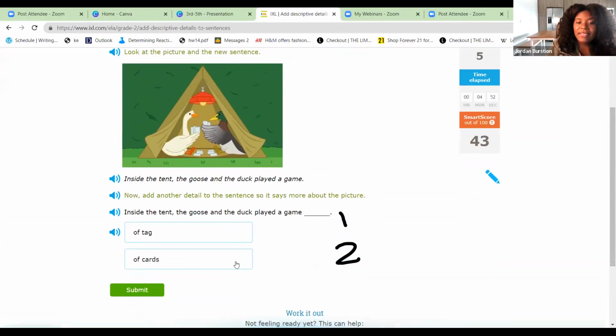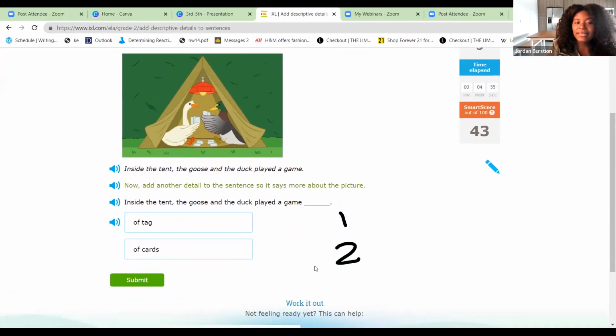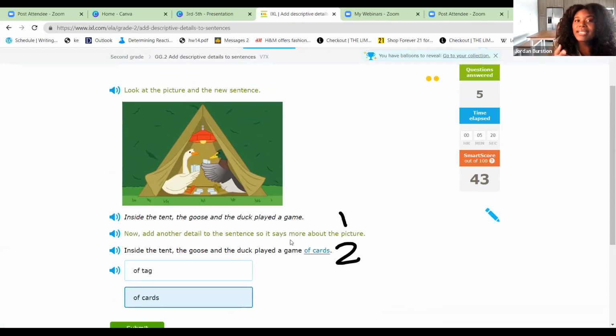Okay, so this will be the last one. Inside the tent, the goose and the duck played a game of what? What type of game are they playing? Of cards. Good. So if you're making up a fantasy story, a fiction story, it's always helpful to add in these extra details so the readers can really see what's happening to the characters.